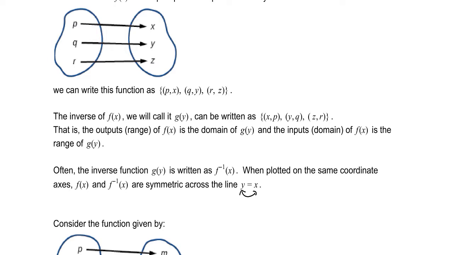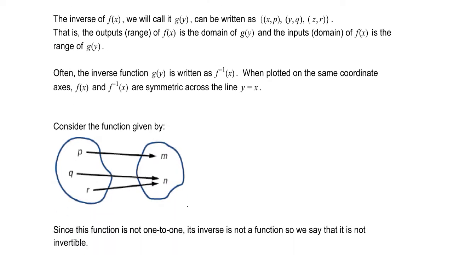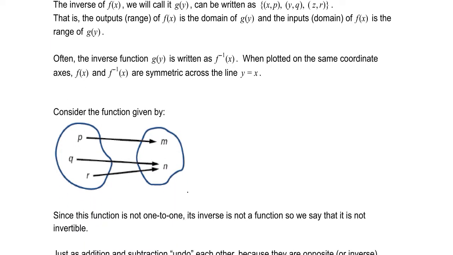Alright, so let's look at a mapping of an inverse. Actually, let's just consider this function here. There's something different about it. We have p maps to m, q maps to n, and r also maps to n. We talked about one-to-one functions in our function chapter, chapter 3. This function is not one-to-one, so the inverse is not a function.